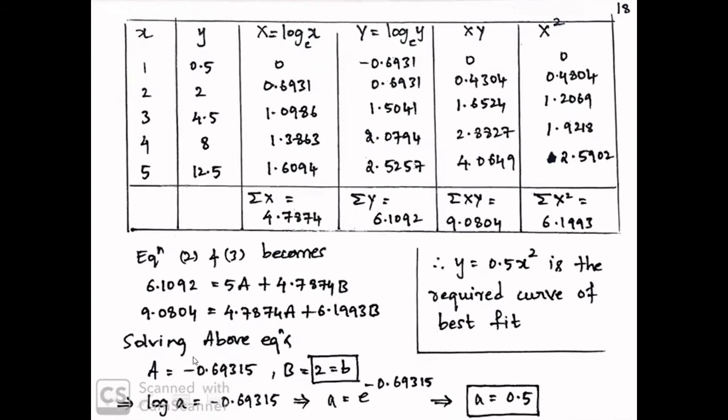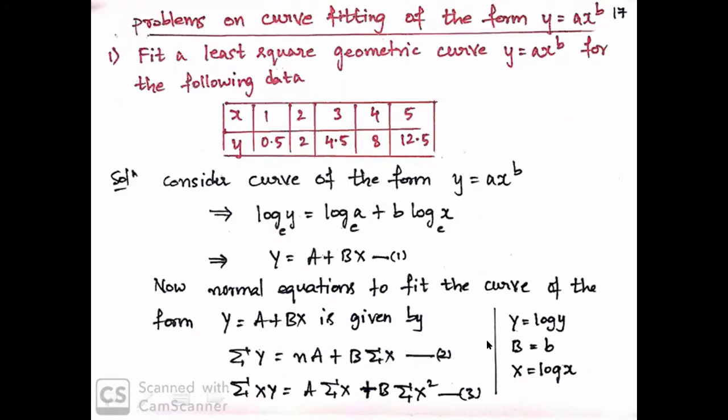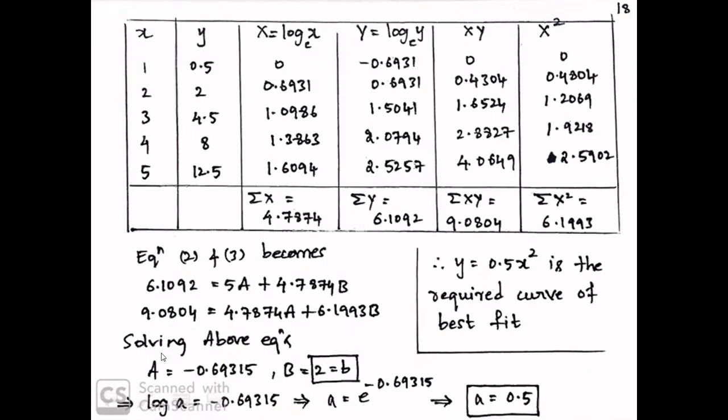But when it comes to A, what is A here? This A stands for log A. So what we do here, in place of capital A, I take log A. Log A is equal to minus 0.69315. You find the value of A for this. So it implies A is equal to e to the power of minus 0.69315. It gives A is equal to 0.5.